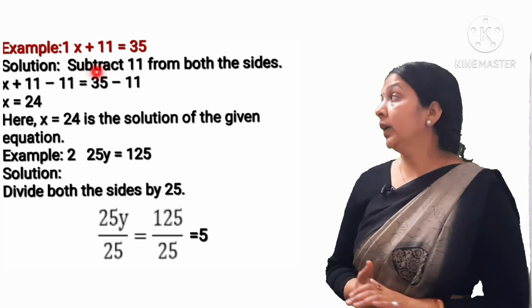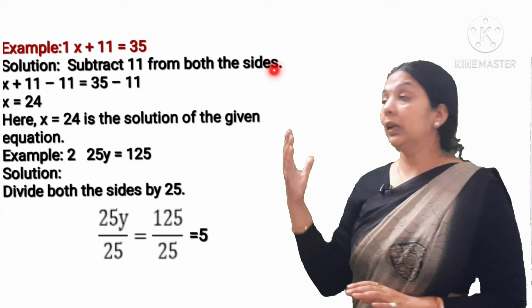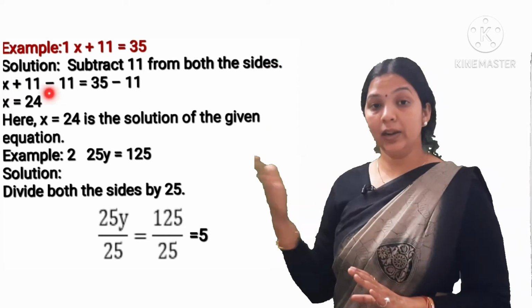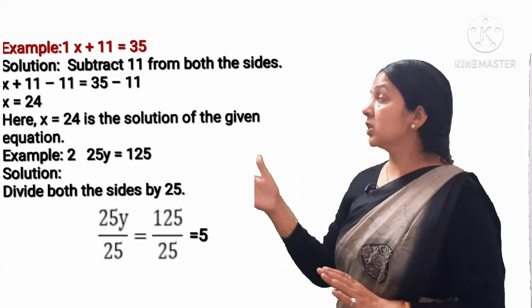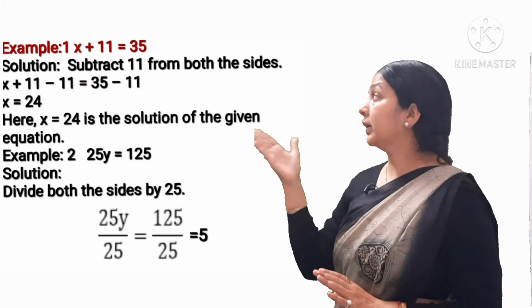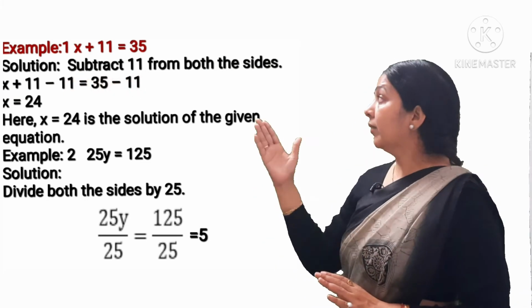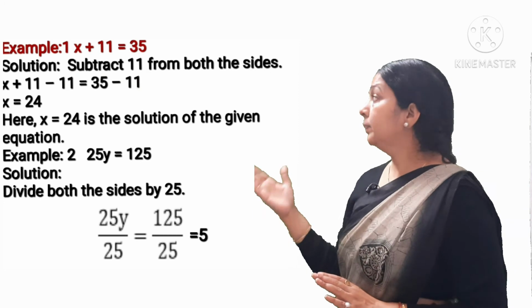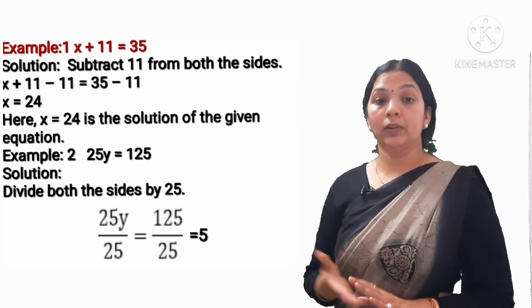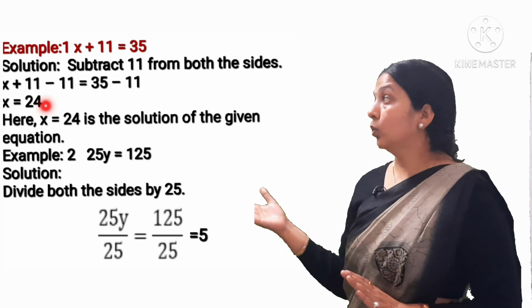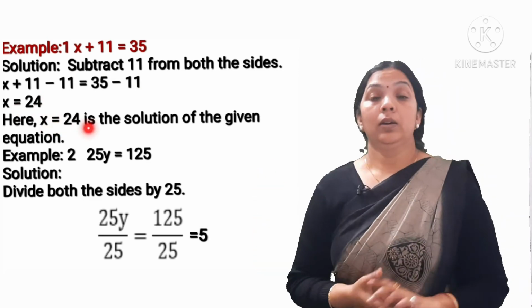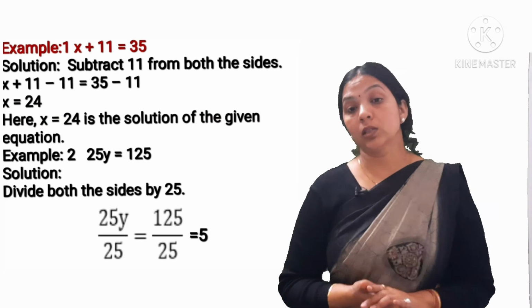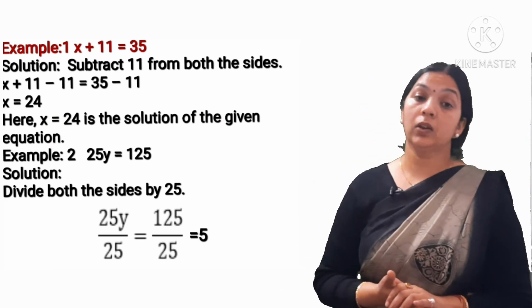Now, what we can do, we can subtract 11 from both hand sides, from LHS as well as from RHS. So when we subtract 11 from LHS, 11 will be cancelled out by 11 and 35 minus 11 will result 24. So value of x is 24. So x is equal to 24 is the solution for this given equation.